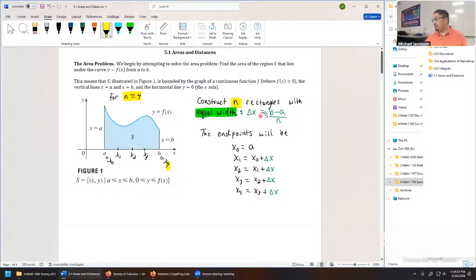Any questions at all, folks, with the equal width or setting up those endpoints? Naomi says, how do we know how many rectangles to use?